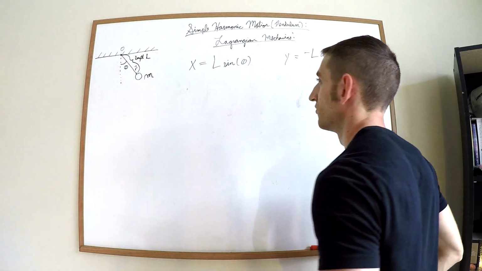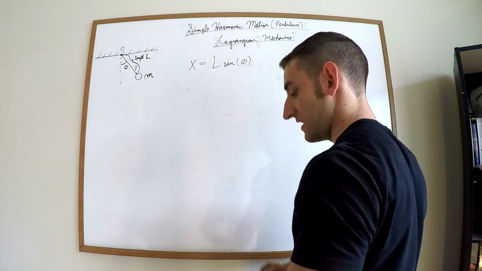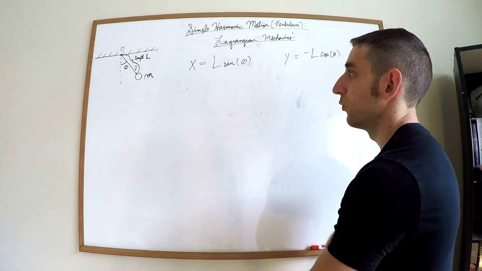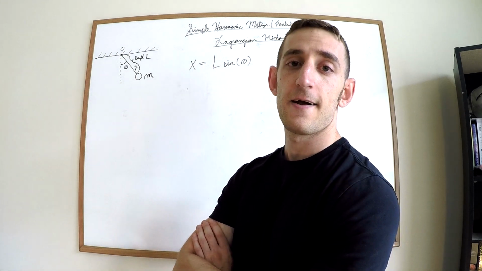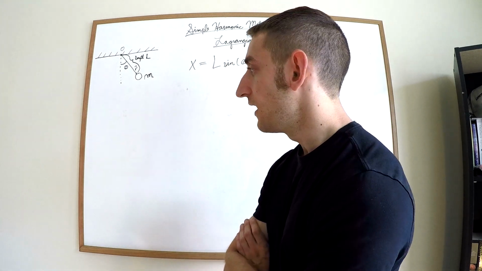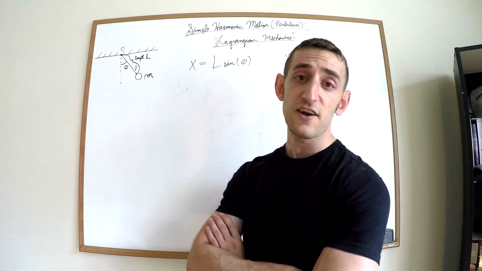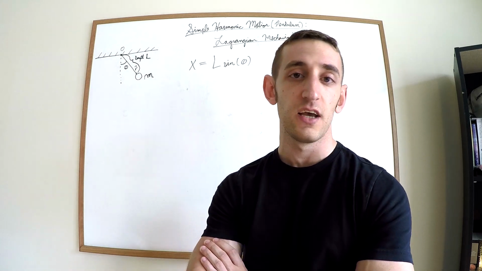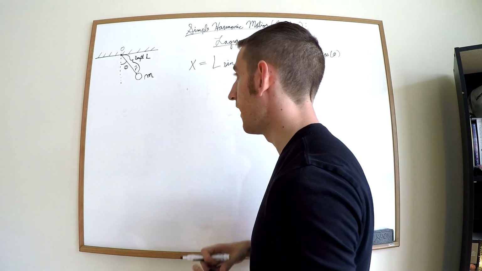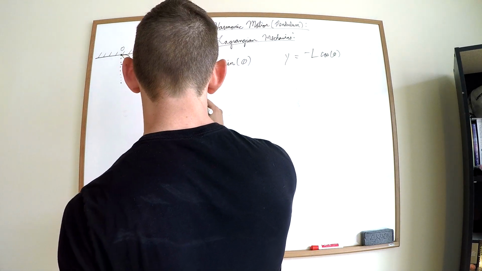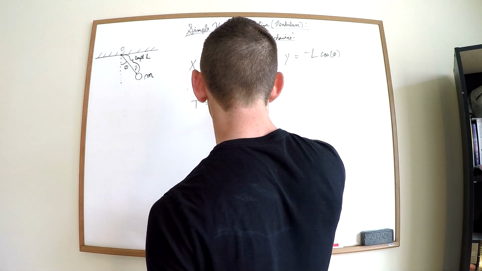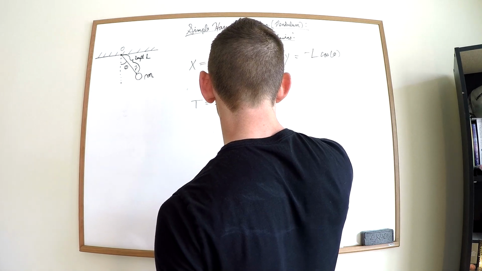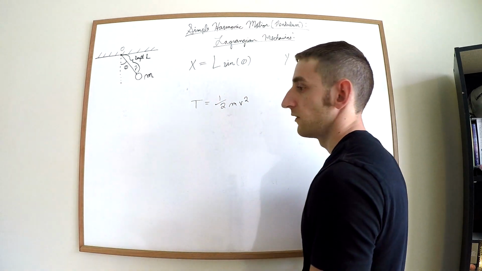Okay, so what's the next step? The next step is we got to figure out how to get our Lagrangian. That's the master guy here. That's everything we work with. And we need to know the kinetic energy and the potential energy of the system. Now, T, which I'm going to call kinetic energy. Again, that's 1/2 mv squared.